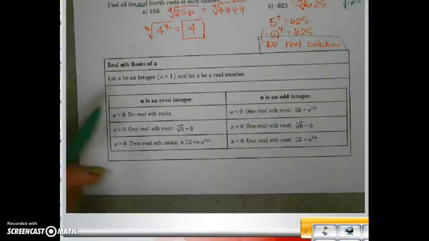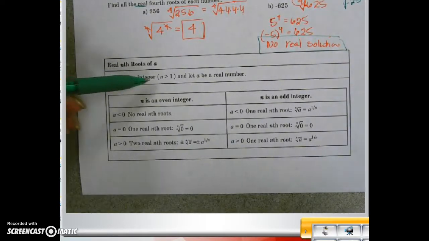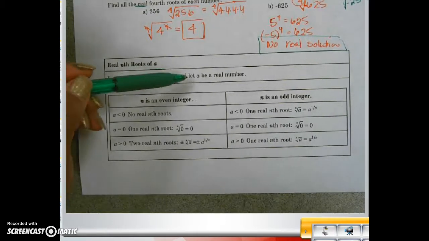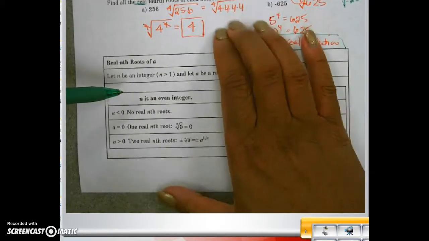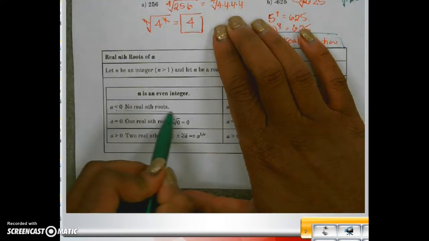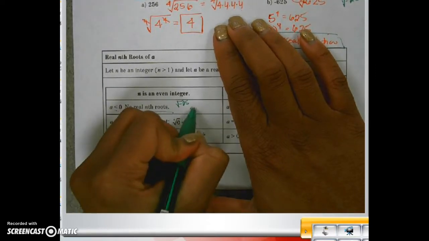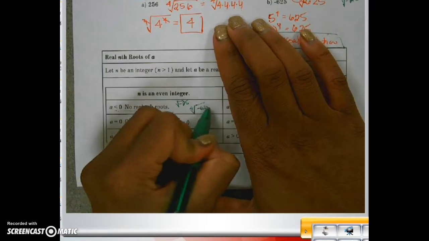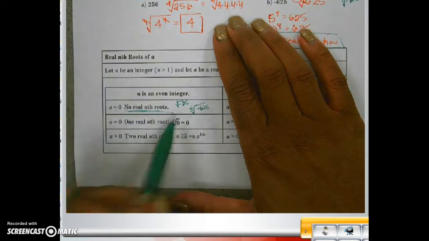All right, let's go through a little bit of rules here. The real nth roots of a: let n be an integer greater than 1, so not 0, and not negative. And let a be a real number. So if n is even, so cover this side up altogether right now, then if a is less than 0, that means if it's negative, no real nth roots. So that's the square root of negative 25. That's the fourth root of negative 625. That's no real root. There's an imaginary one, yes, we talked about that, but there's not a real one.